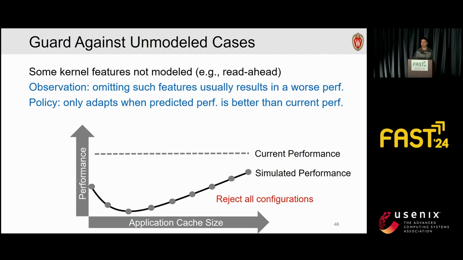Thus, we have a policy that only adapts to a new configuration if the simulated performance is better than the current performance by a threshold amount. This way, we not only rule out inaccurate simulations in unmodeled cases, but also generally avoid adapting to a worse configuration. In this example, we simply reject all the simulated configurations and keep the cache size as is.